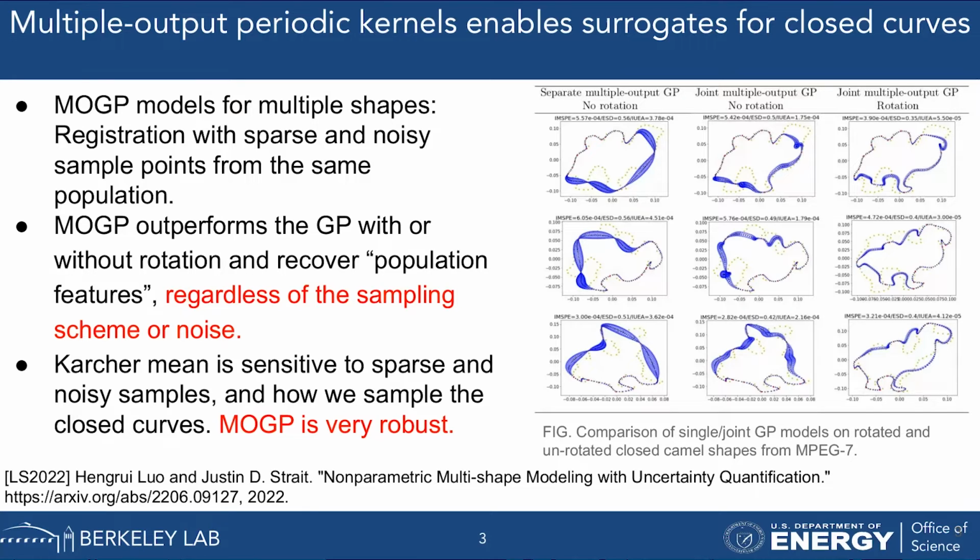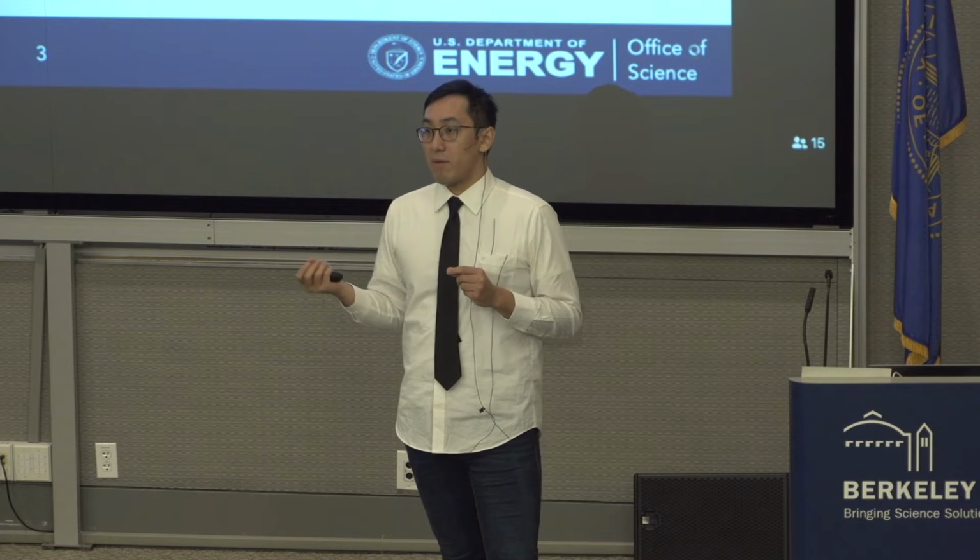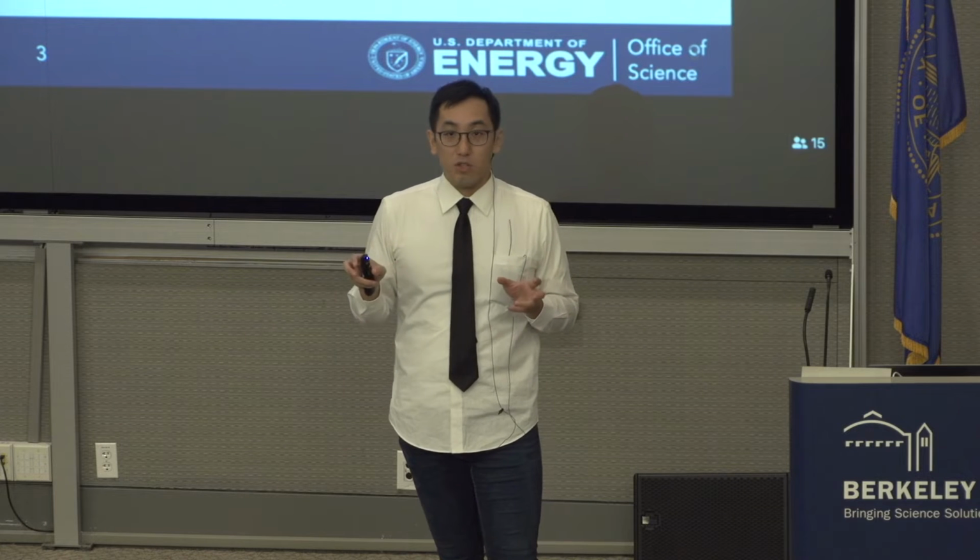here in statistical shape analysis, we're observing shapes, or sample points that were sampled from a closed curve. The closed curve is a representative of the shape class. And then how are we going to model such a kind of output? We developed a periodic kernel to ensure the closedness of the output, and we introduced a multiple output kernel, so that it allows us to conduct statistical shape analysis even when your points are sparse and noisy, which deviates from the idealized assumption of classical shape analysis.